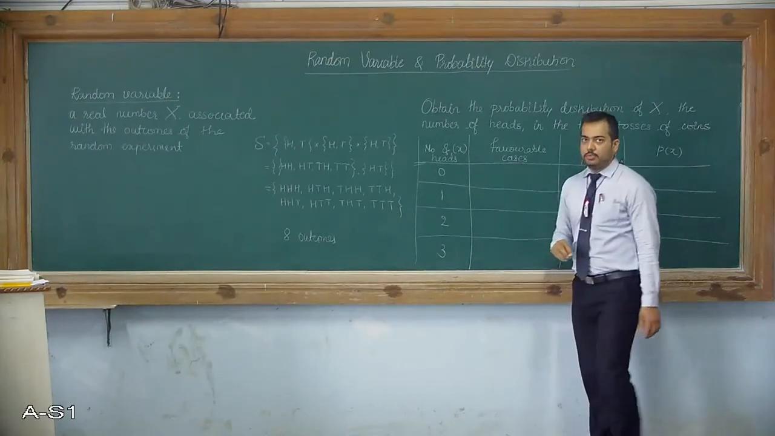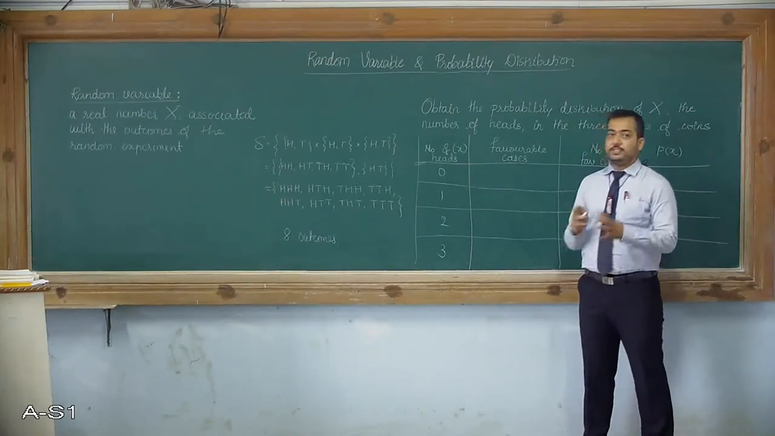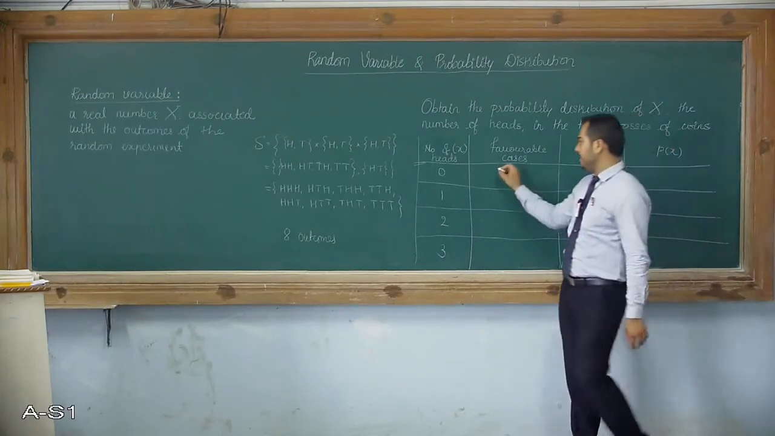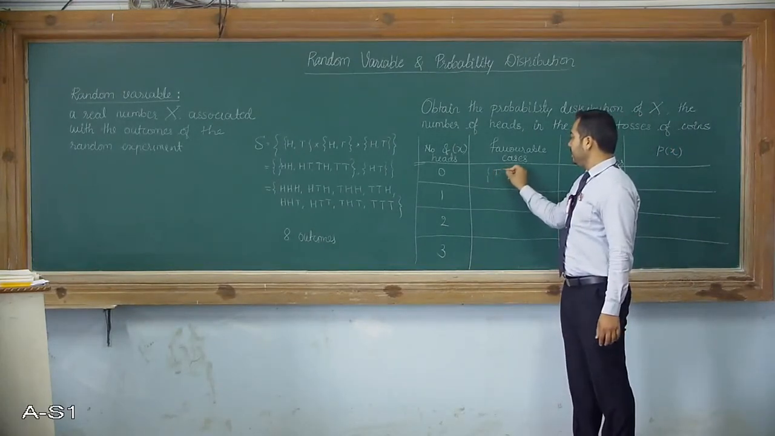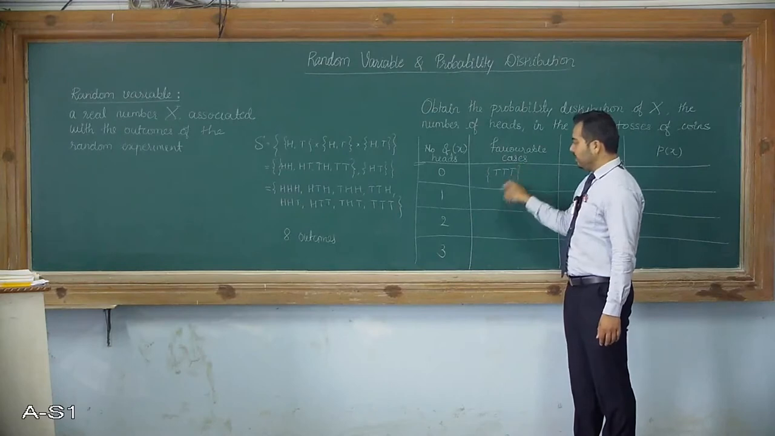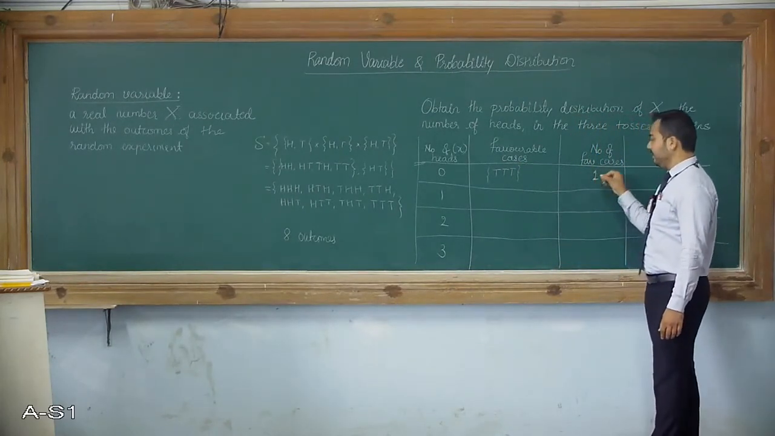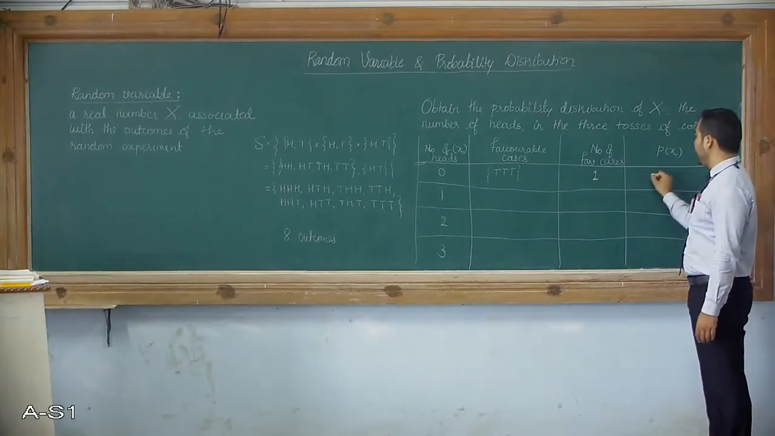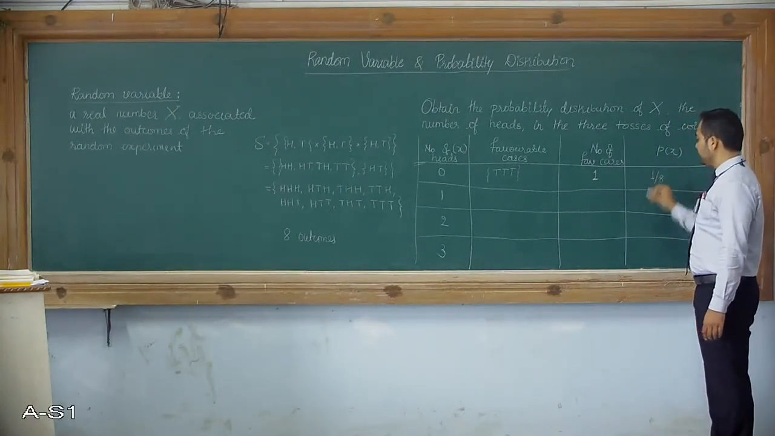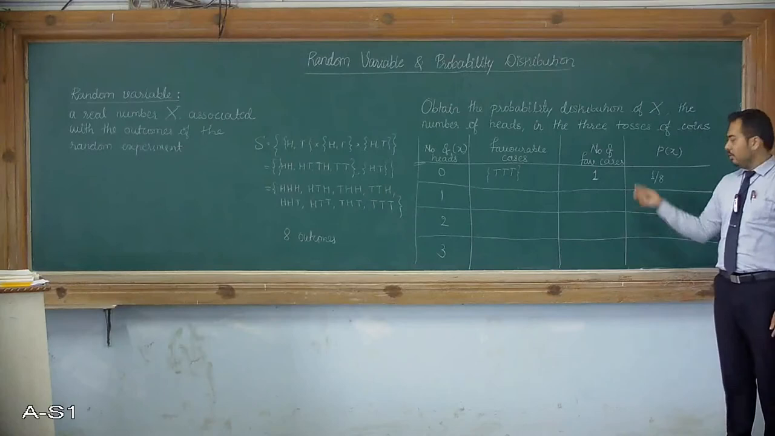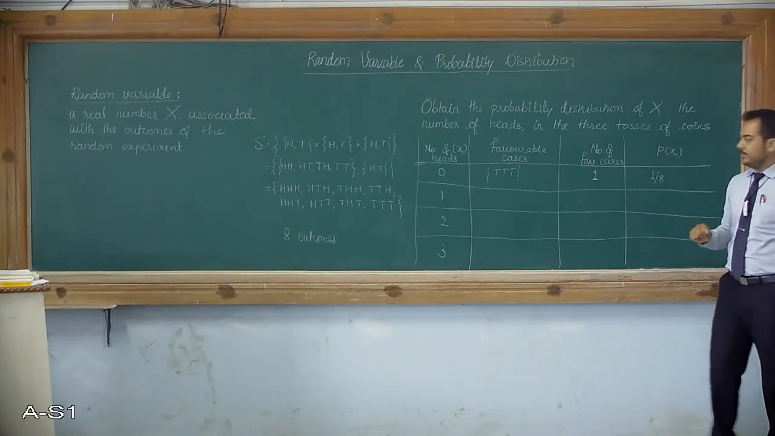Favorable outcomes where the number of heads is zero is only one possible case, which is tail, tail and tail. It is only one such case, and its probability is given by 1 divided by 8. Favorable cases divided by total cases.